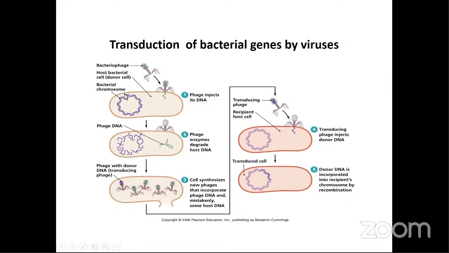So this is the bacterial chromosome containing the gene, the DNA. The phage is just moving around and it came in contact with a free bacteria, and the phage injected DNA into the bacteria. Then what happened next? This is the phage, the virus, and it will degrade the host DNA with its enzyme.